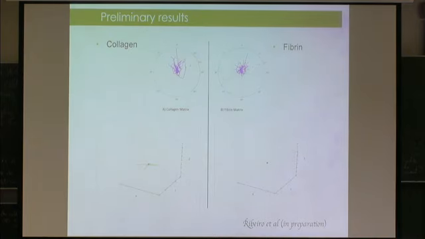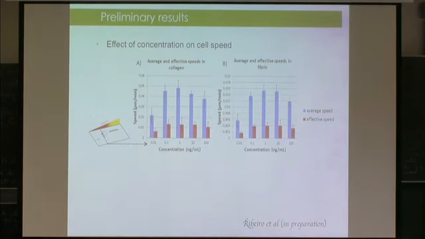So we have done some preliminary simulations, and we can see how the cells are moving as a function of how the branches are growing and contracting. As I show you, these are preliminary results, and we can see here the trajectories in both cases, in collagen and fibrin. Of course, it's much easier to analyze the influence of different concentrations on how they move.